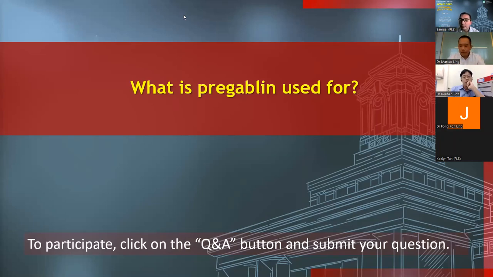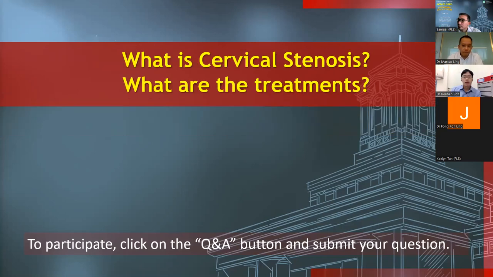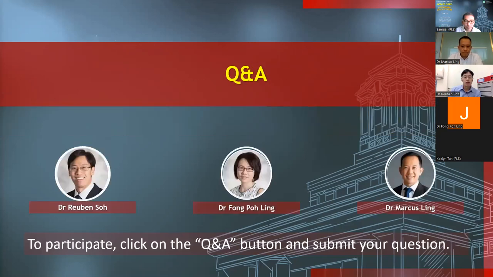Yeah, I think I saw a question with regards to the space after decompression of the L4-5 region. I'll address that. When we do spine surgery, both Dr. Fong, Dr. Ling and myself, the aim of the spine surgery is to create space for the nerve.